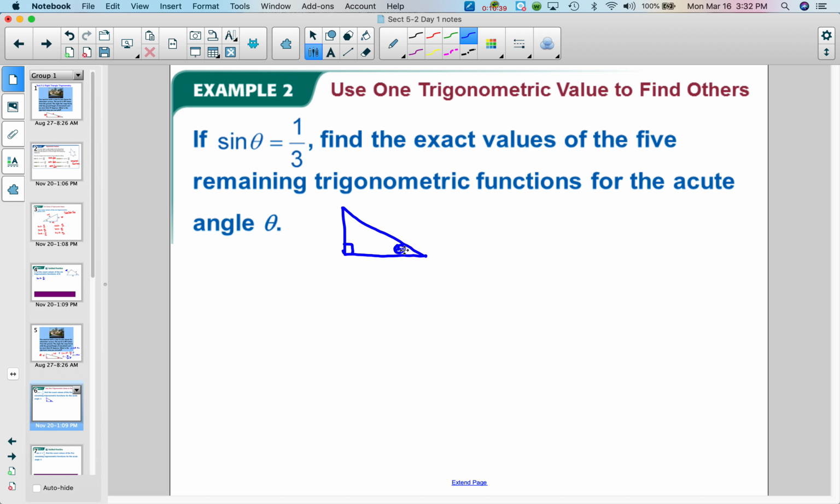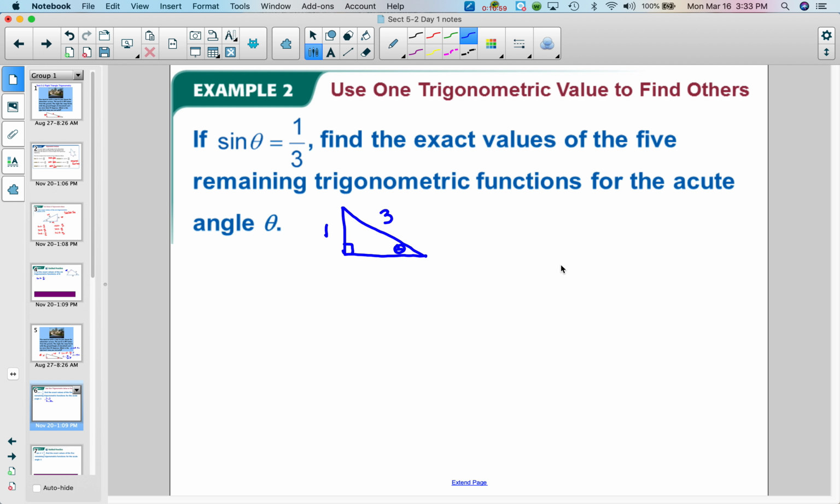Anyway, if this is where I place theta, then this would be the opposite. This would be the hypotenuse. So now I have my opposite and my hypotenuse placed. Now, keep in mind, this could be 10 and 30. So we don't really know. We just know the ratio of the sides is 1 to 3. So we're going to use that because that's all we need to know.